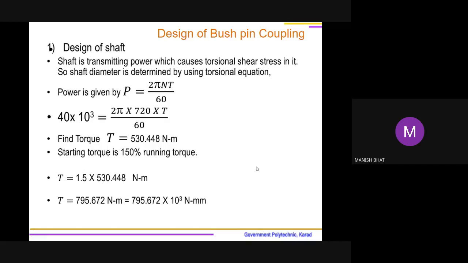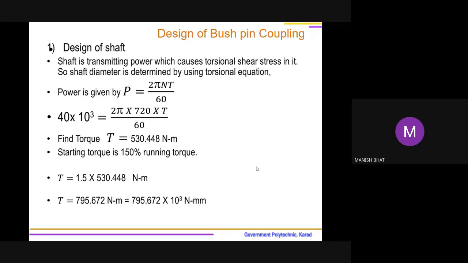Earlier I have calculated this power. Power is 40 kilowatt given. That is equal to 2 pi NT divided by 60. RPM is 720. I may find torque. Torque is 530.448 Newton meter. It is said that starting torque is 150% of running torque.